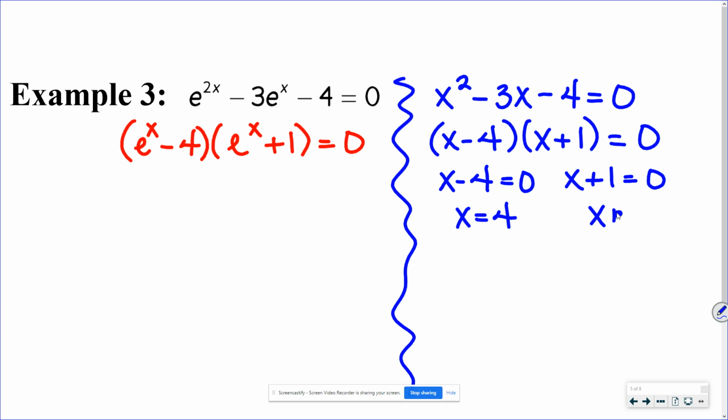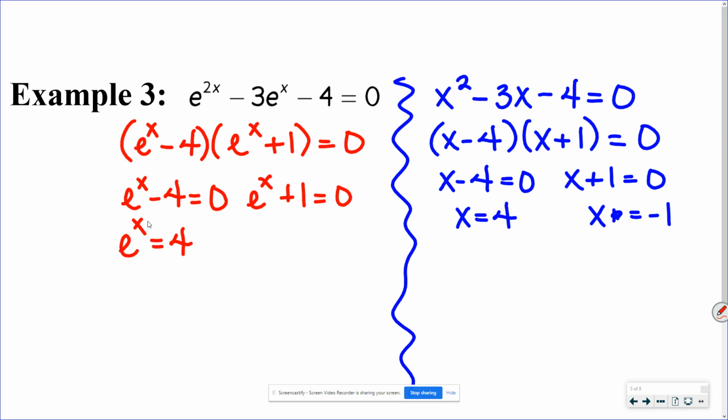Same thing for the problem that we are dealing with. So I'm going to set each of my factors equal to 0, and we're going to solve. Okay, so I'm going to end up with e to the x is equal to 4. Now the tricky part comes here because you're solving for x and you have e to that power is equal to 4. To solve this little equation, you're going to use a logarithm.